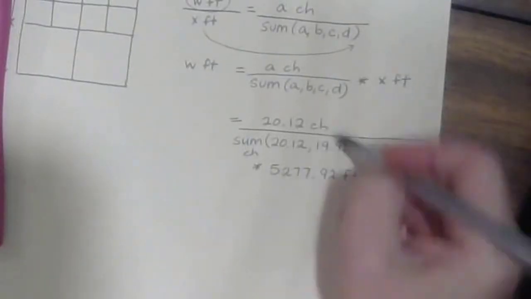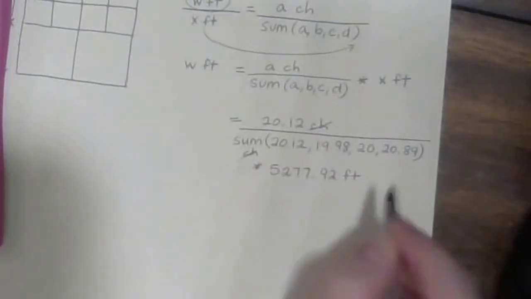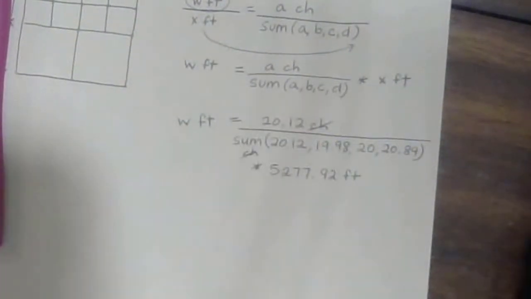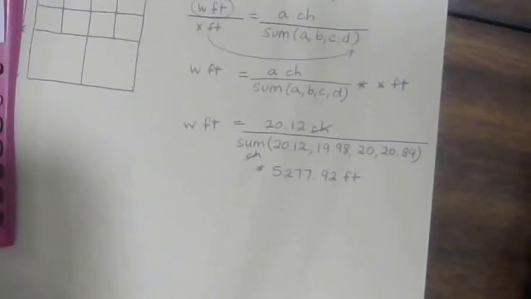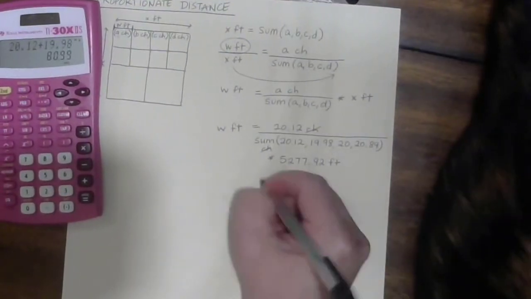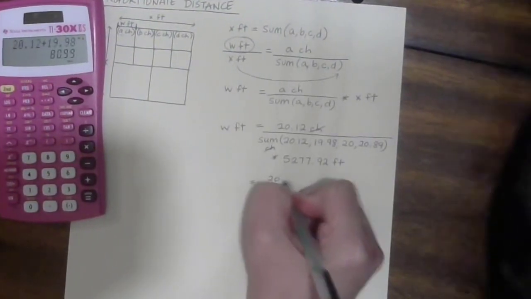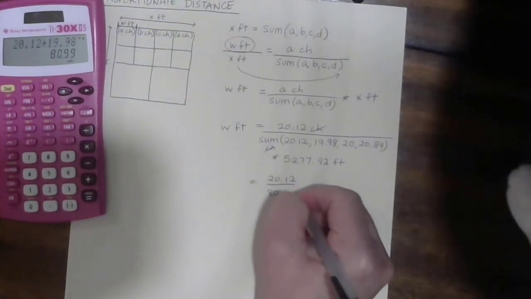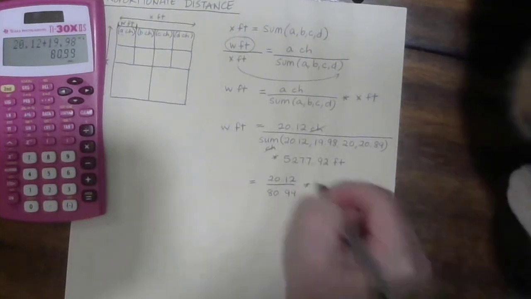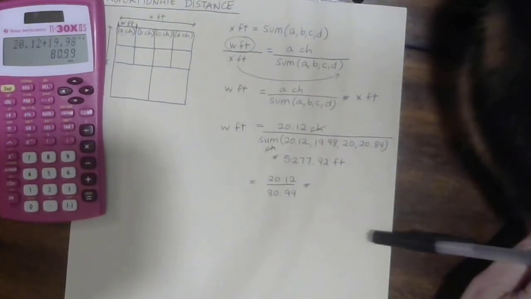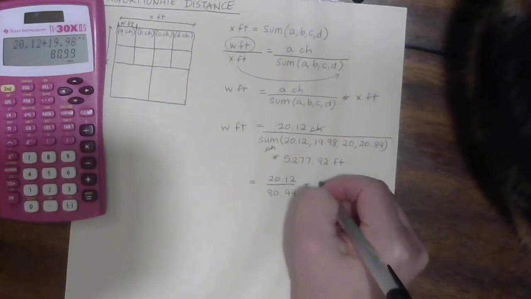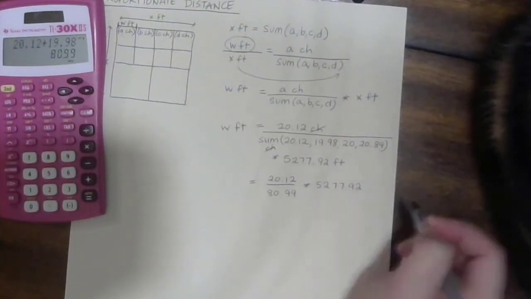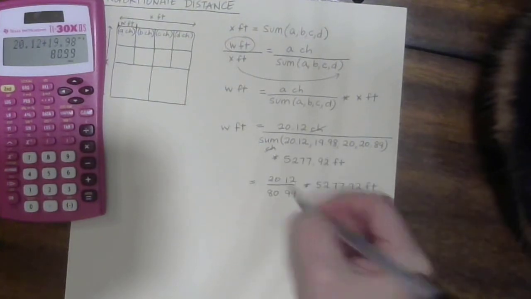Times, these are all chains, and so those units would cancel out and we'll be left with our unknown feet. So let's just fire it up. So we have now 20.12 divided by 80.99 times 5277.92 feet. Remember, the units have disappeared.